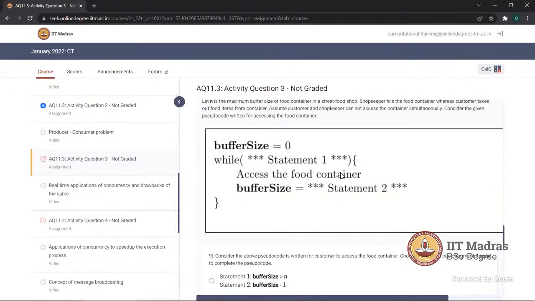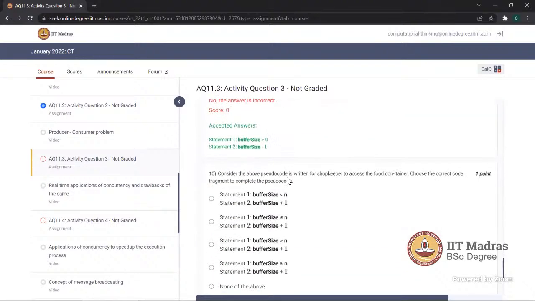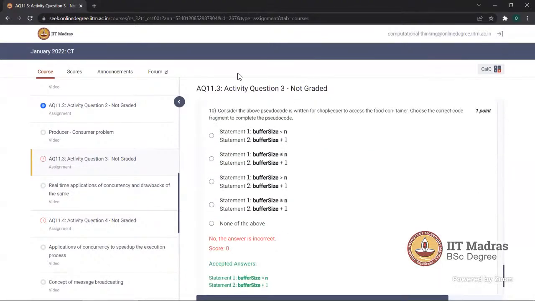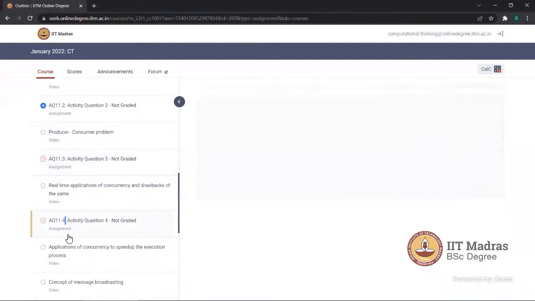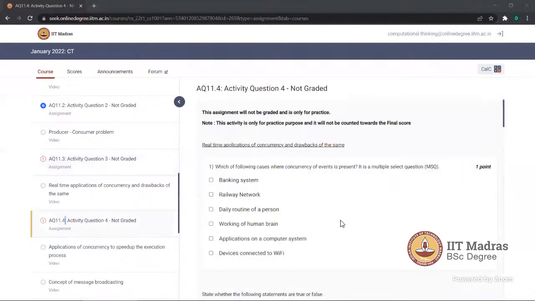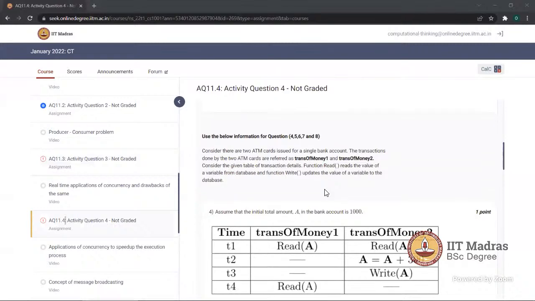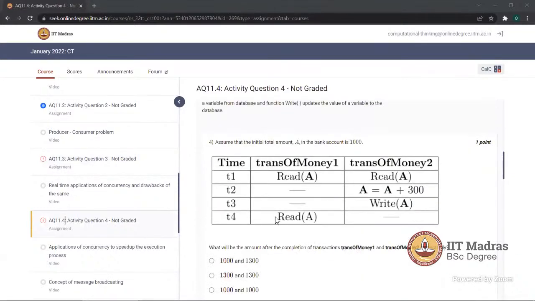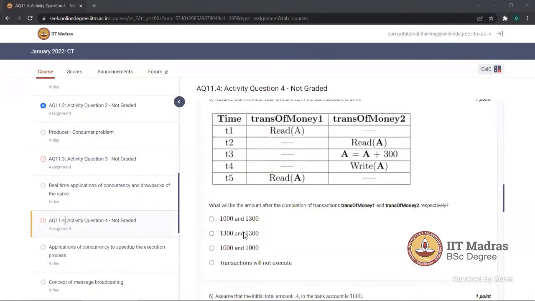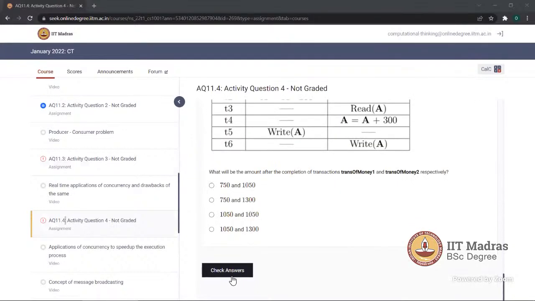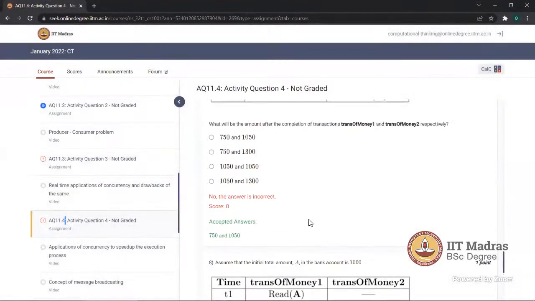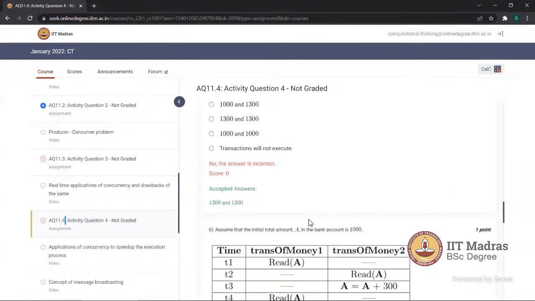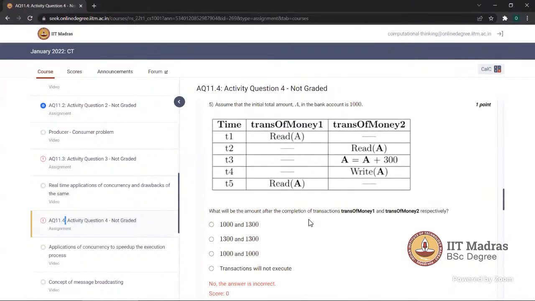Sir, 11.4, the question number 4. Sir, can you explain one question here, this question number 4? Yeah, sure. All these are very related questions. I will explain one and you apply the same logic to all the questions afterwards.